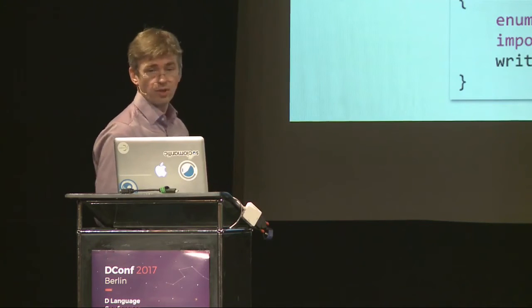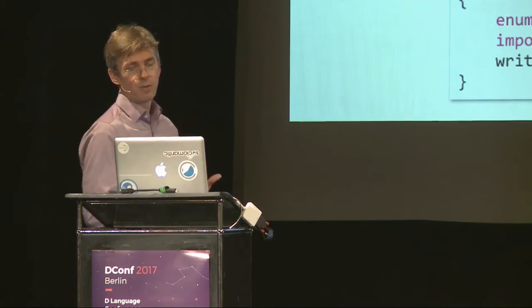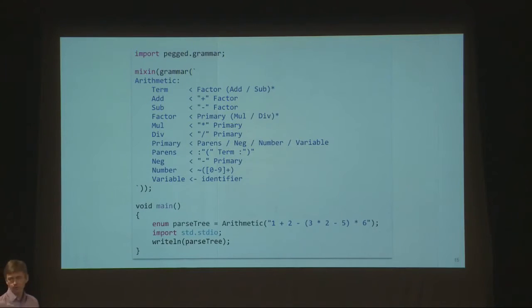Let's start with an example from the Pegged homepage. This defines a small grammar for basic arithmetic expressions. It has operator precedence, so multiplication and division bind stronger than addition and subtraction. I'm not going to take much time to explain the format. You should follow the tutorial if you're going to write your own grammar, but it's pretty obvious.